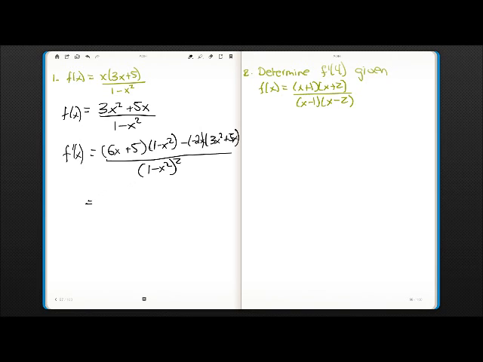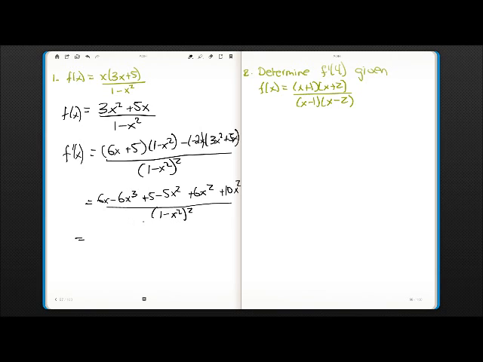So now I'm just going to expand it, so that will be 6x minus 6x cubed plus 5 minus 5x squared. And this side will be plus 6x cubed plus 10x squared, all over 1 minus x squared squared.